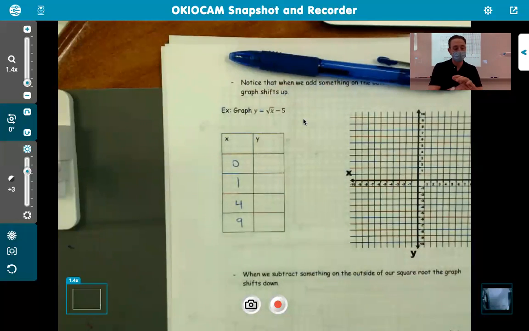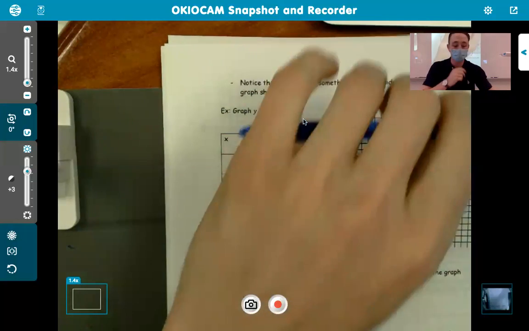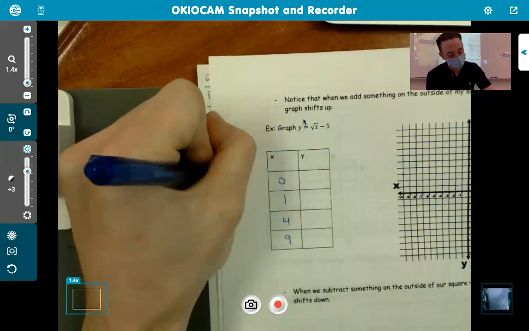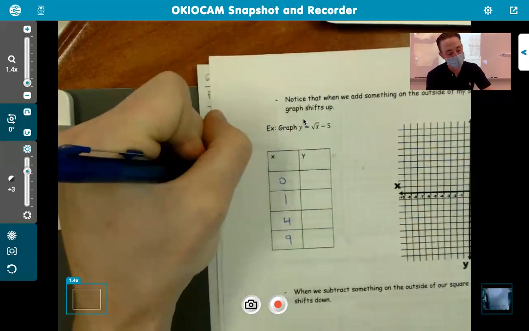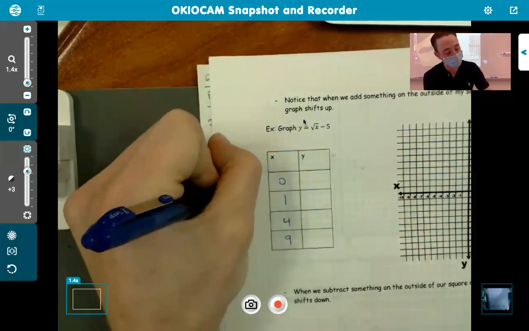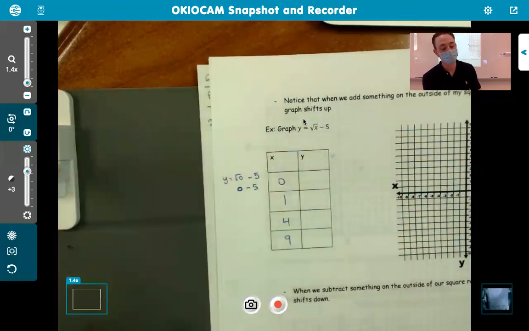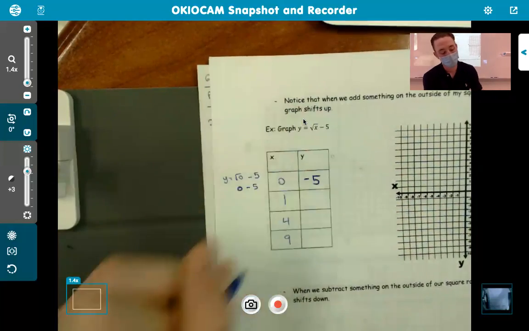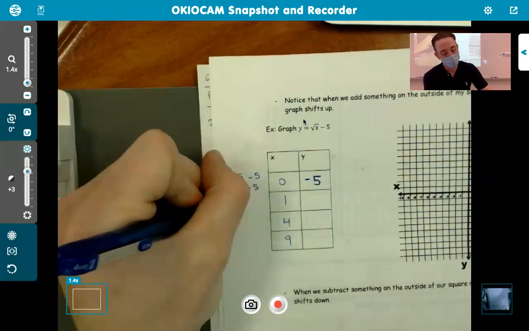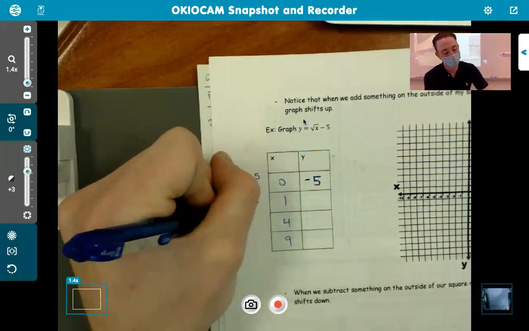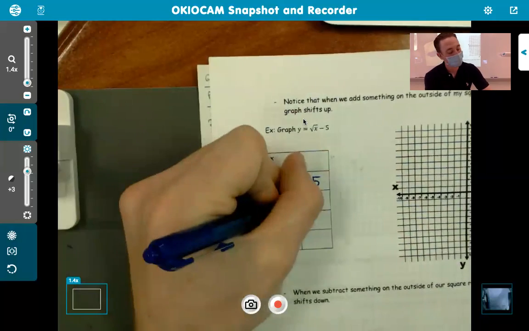All right. So I'm choosing 0, 1, 4, or 9 because they're going to give me perfect squares. When I plug in 0, I'll have y equals square root of 0 minus 5. What's the square root of 0? 0. 0 minus 5. What's that going to give me? -5. Good. Square root of 1. 1. And 1 minus 5. -4.